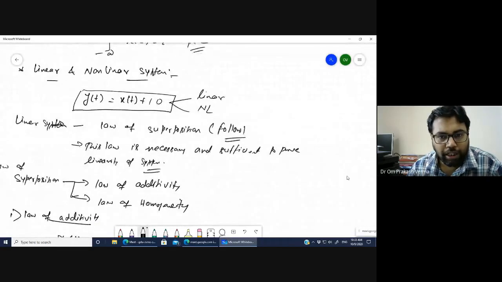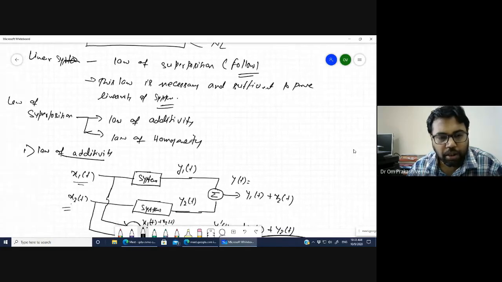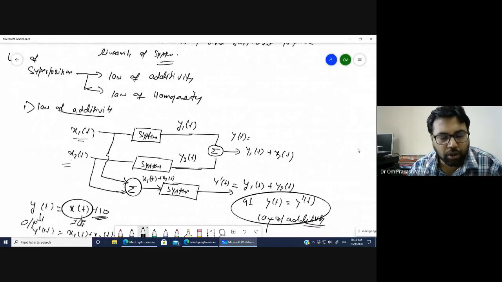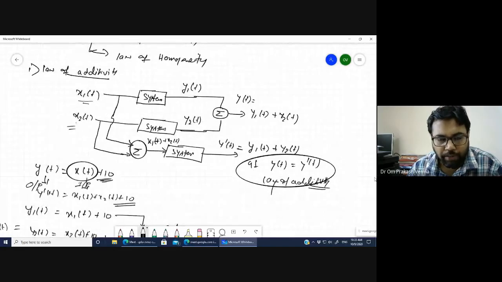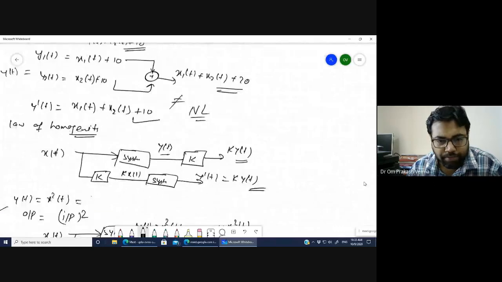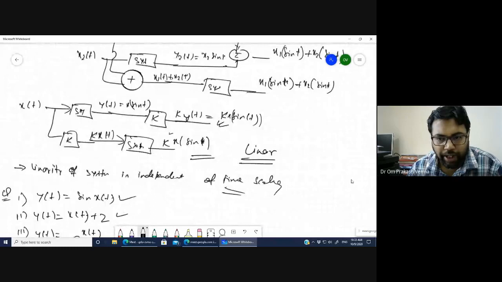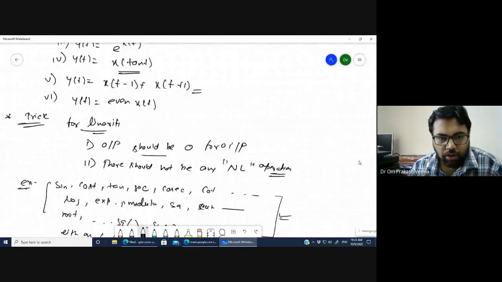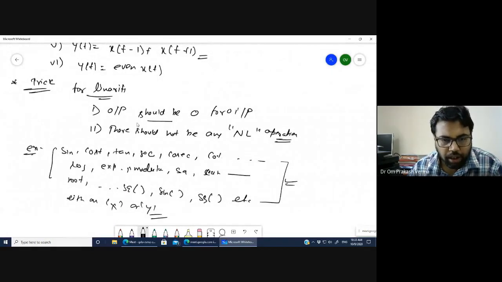In the linear system, we discussed that it follows the law of superposition, which has two laws inside it. First is the law of additivity, and second is the law of homogeneity. We have seen some examples of how linear and nonlinear systems can be classified with the help of these two formulas. We also concluded some tricks, and here we stopped yesterday.